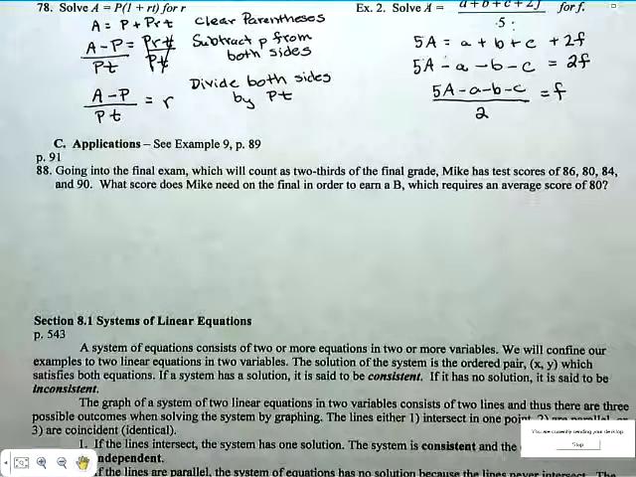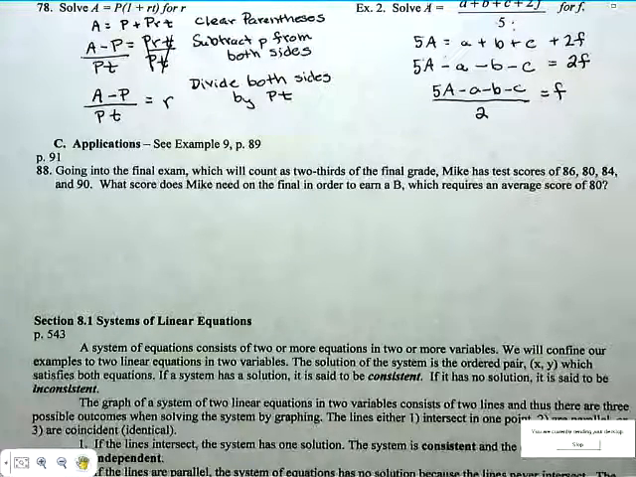Now, Wilson, you were right in that I need the average of those 4 tests, so I should add up those 4 tests and divide by 4. But those only count what part of his grade? So I'd have to multiply that times 1/3. And then multiply his final times 2/3, and that would give me his average.